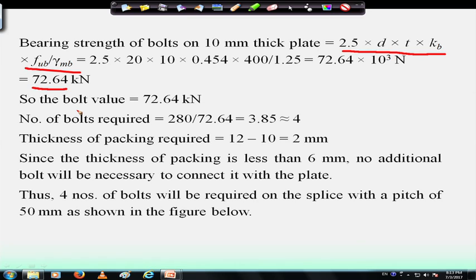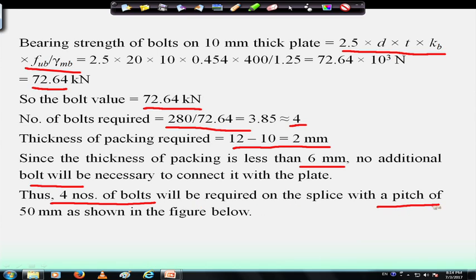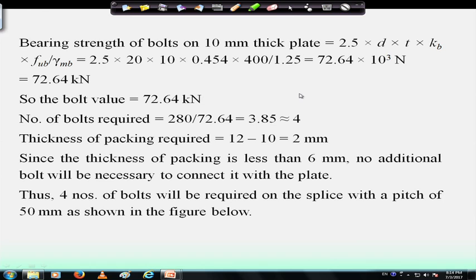So, once we are getting 90.6 kilonewton as the shearing strength of the bolt, and bearing strength of the bolt we are finding out 72.64 kilonewton, the bolt value can be considered as 72.64 kilonewton, which is the minimum one. So, from this we can find out the number of bolts, that is 280 by this, and we can consider 4 number of bolts. And here thickness of the packing plate will be 2 mm, there will be gap of 2 mm. So, you have to provide a packing plate of 2 mm thick, and since the thickness of packing is less than 6 mm, no additional bolt will be necessary to connect it with the plate. So, we will be providing only 4 bolts at each plate with the splice, right, and we will consider a pitch of 50 mm and 30 mm as edge. So, this is how we can find out.